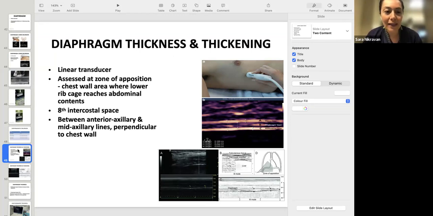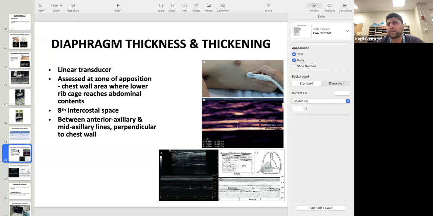So even though you're using a linear probe, sometimes for this you could put on a curvilinear probe, make sure you found the liver first so that you knew your positioning was appropriate, and then swap to your linear probe and see if you could focus in on the diaphragm.